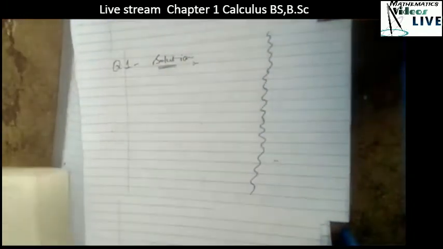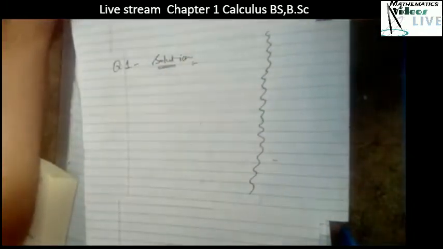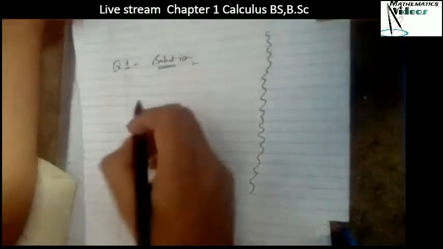Question number 1. If A and B both belong to the set of real numbers, and you're given that A plus B is equal to 0, you have just to prove that A is equal to minus B. This is not a very difficult or very important question from the paper point of view. However, we will solve it.